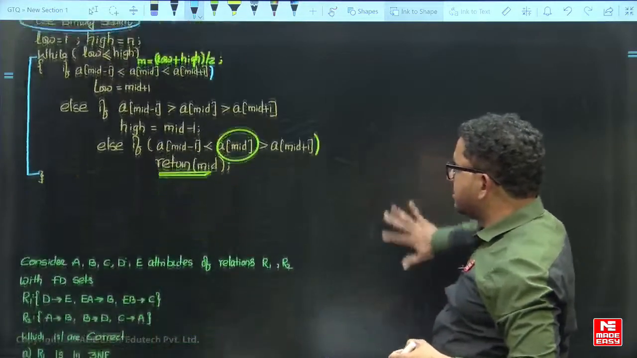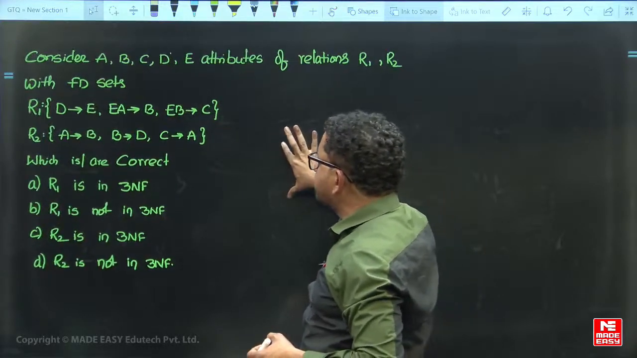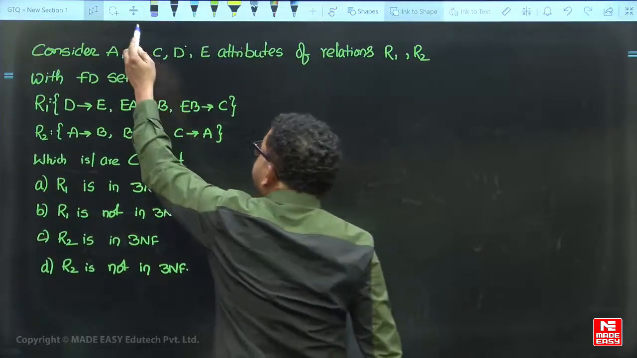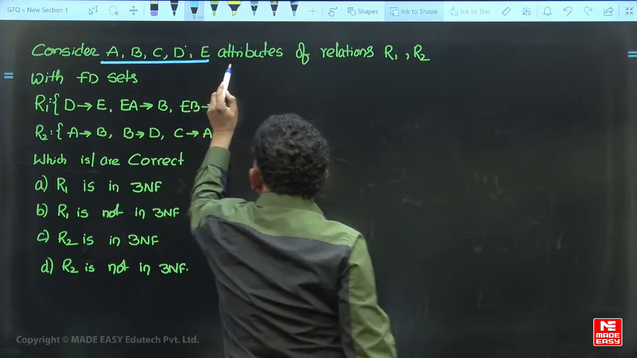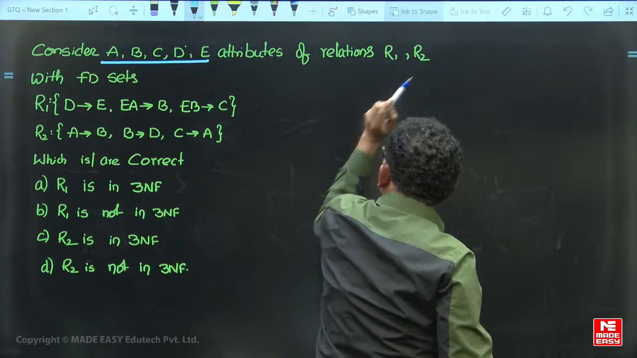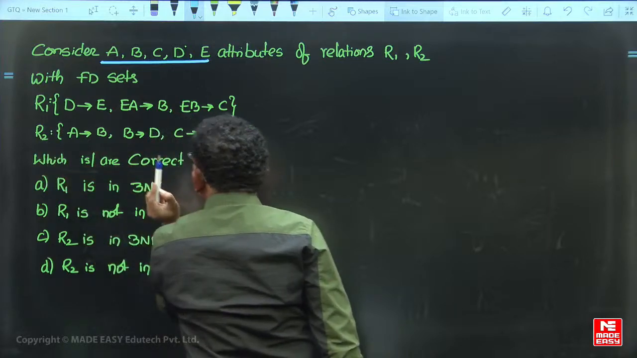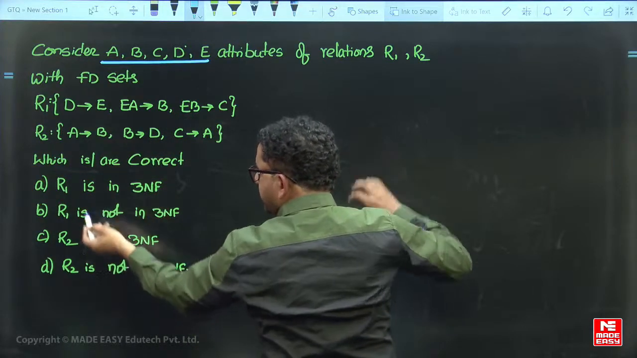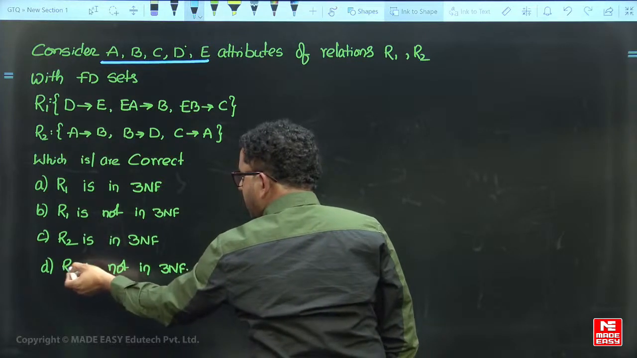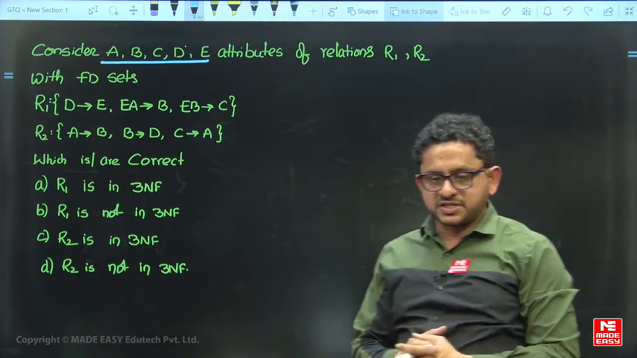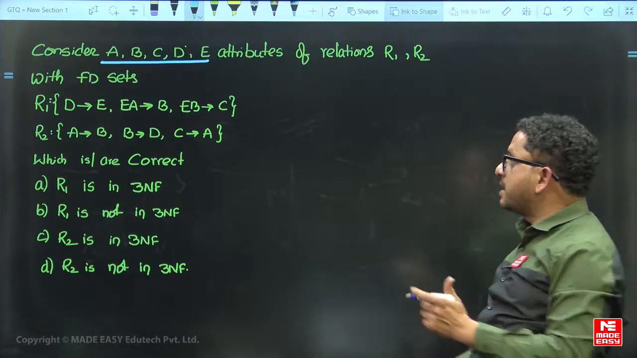This is one other question, from normalization. Whatever data I received, I am just explaining based on this data. There are 5 attributes A, B, C, D, E, and two relations R1 and R2 are given, each with its own FDs. Then which one is correct? Options like R1 is in 3NF, R2 not in 3NF, and so on. There are 4 options given, an MSQ question. Please reply with your answer to this one.